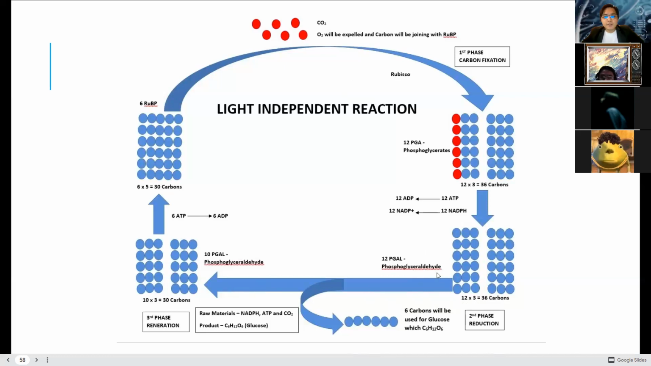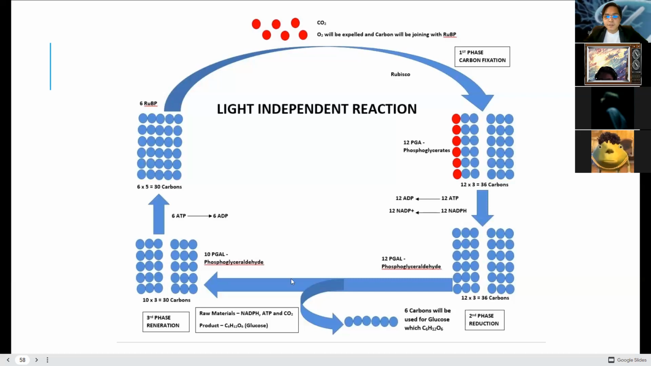Your PGAL will be the one used to create glucose. Glucose is a 6 carbon molecule. Because it is a 6 carbon molecule, 2 PGALs will be used in the creation of your glucose, and the rest will go on in the process. Since this is 12 minus 2 to create a glucose, 10 PGALs will continue in the process. Okay, we have 10 phosphoglyceraldehyde.